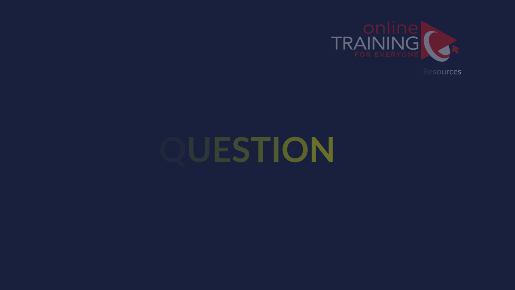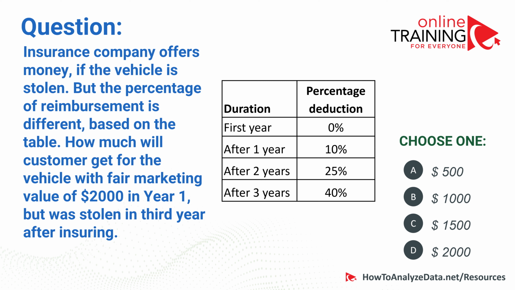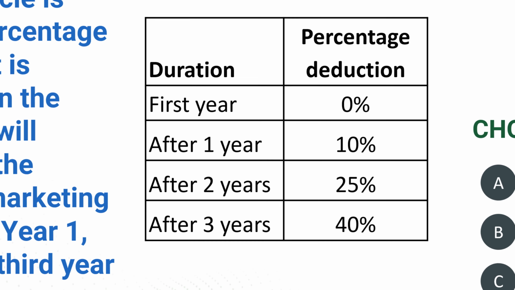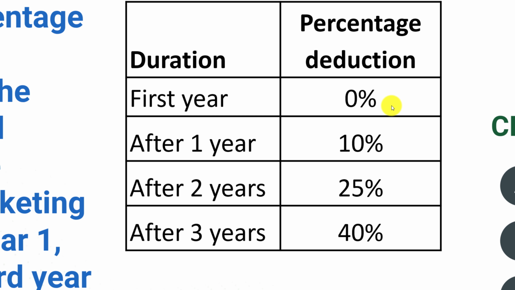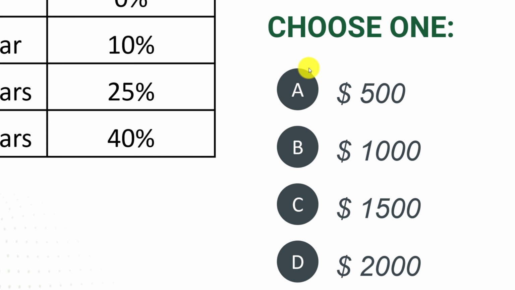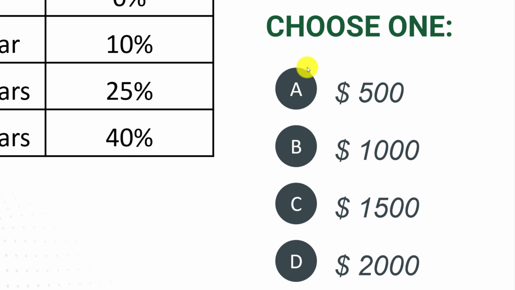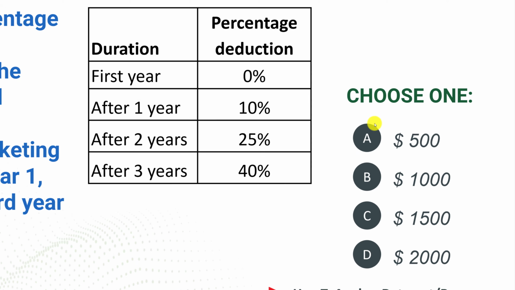Let's look at the question which is frequently used when you're applying for jobs with financial companies. An insurance company offers money if the vehicle is stolen, but the percentage of reimbursement is different based on a table. How much will the customer get for a vehicle with a fair market value of $2,000 in year 1, but was stolen in the 3rd year after insuring? You have a table, and it shows the percentage deduction: in the 1st year there is no deduction. After 1 year, there is a 10% deduction. After 2 years, 25%. And after 3 years, 40%. And you have 4 choices: $500, $1,000, $1,500, and $2,000. Which one do you think is the right choice here?